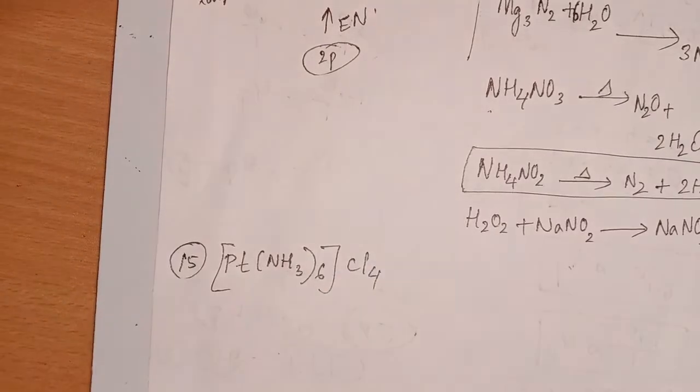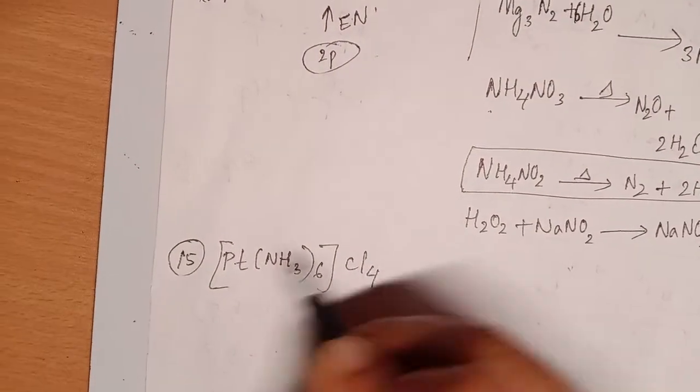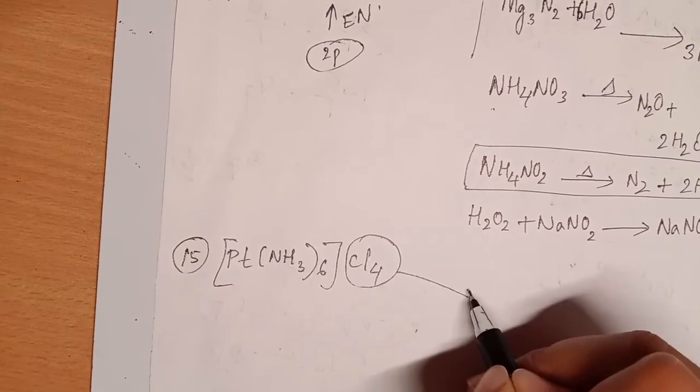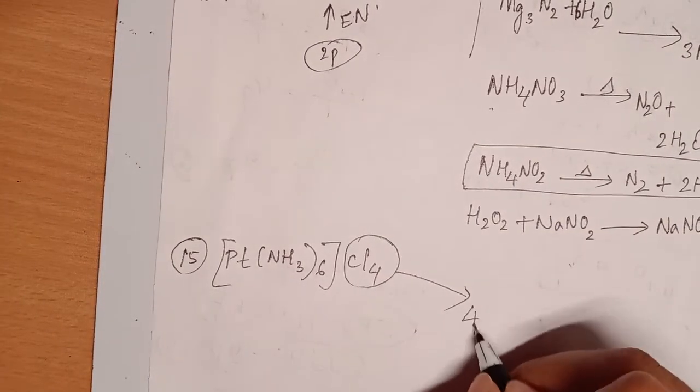When we ionize this compound, what will we get? So when we ionize this, this chloride, it will dissociate. So we'll get 4 ions of chlorine.